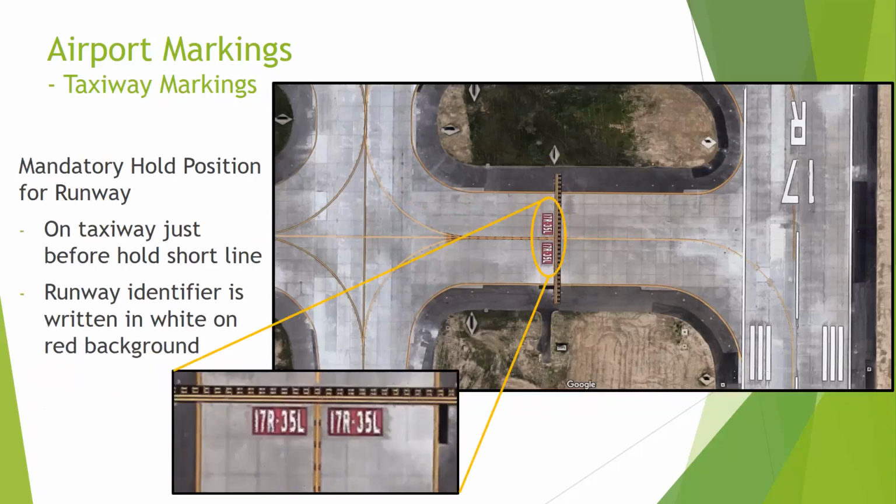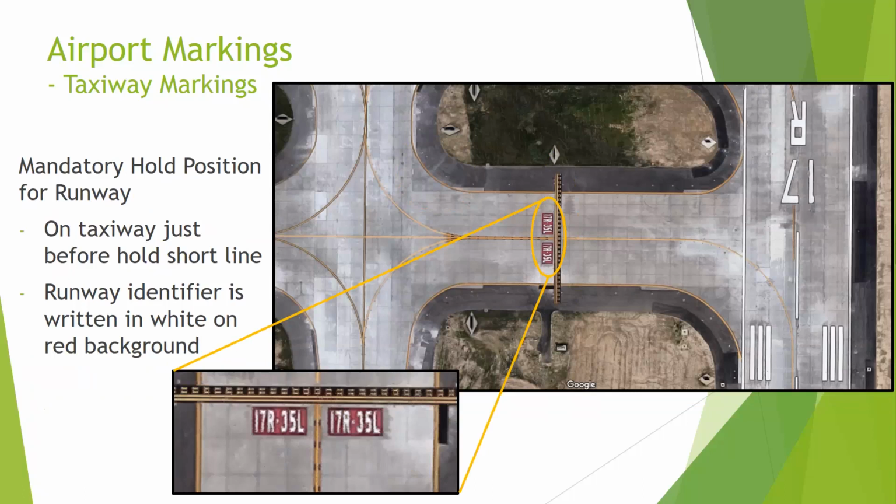At that mandatory hold position, we have those red background signs with white lettering that tell you which runway you're about to enter. So it's the runway identifier. We know we're coming to runway 17R, 17 right, 35 left. So if this is 17R, 35 left, where's 17L, 35 right?